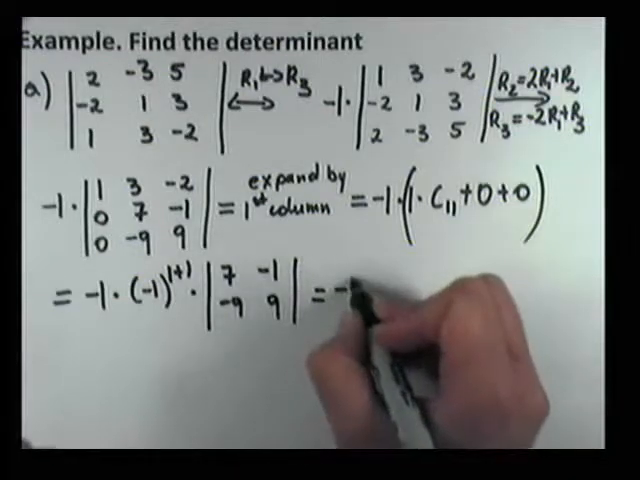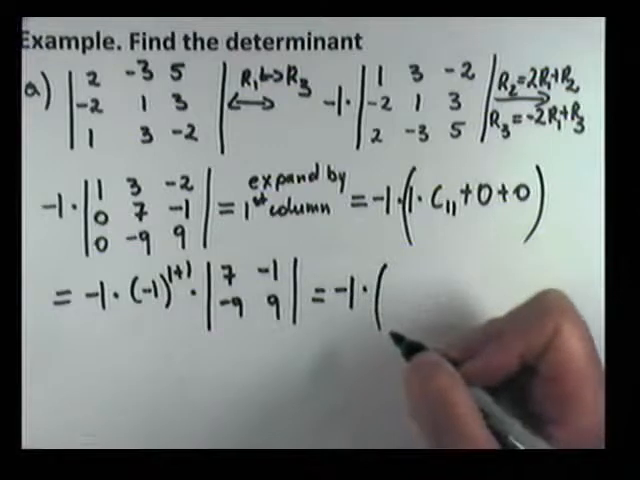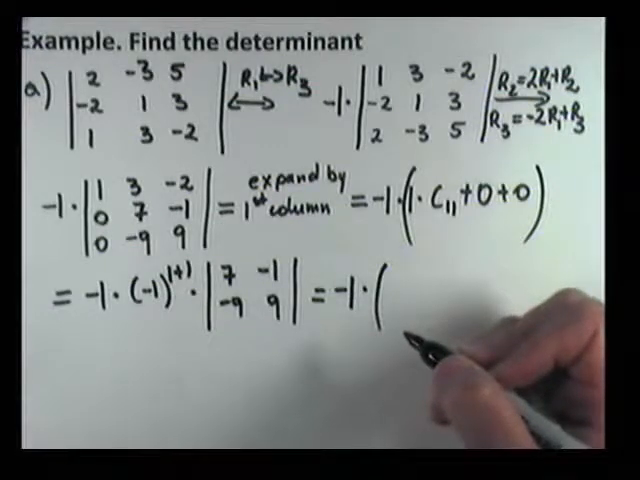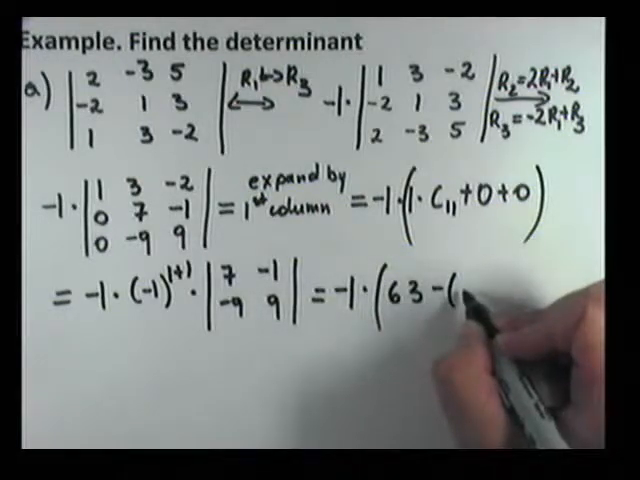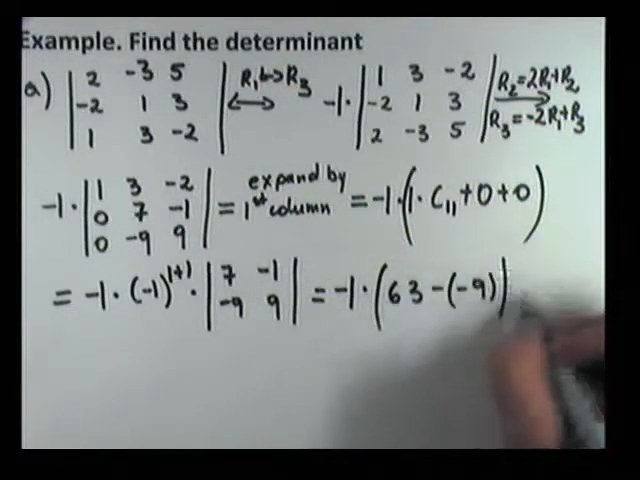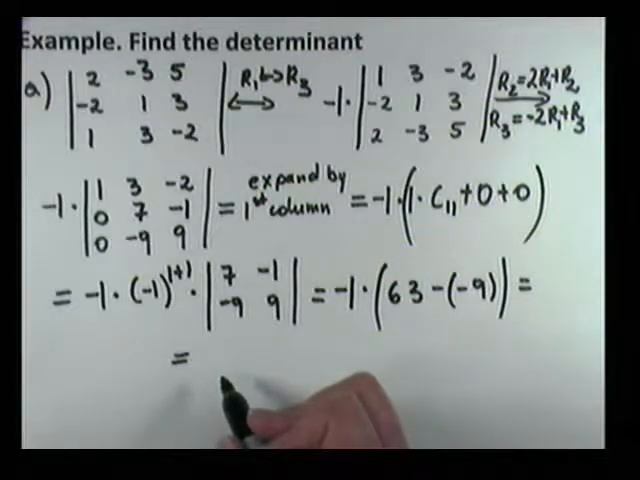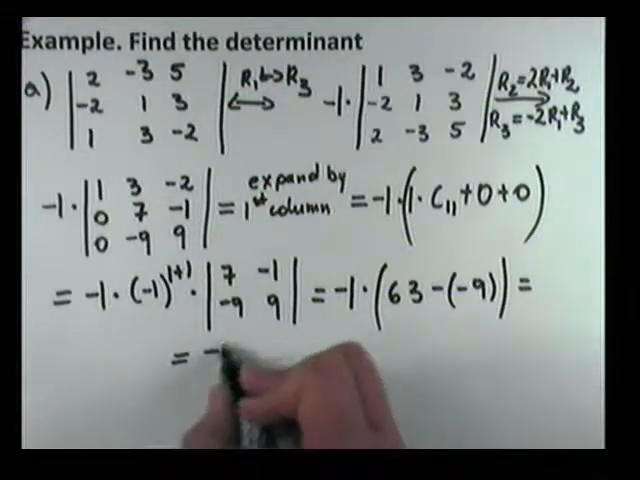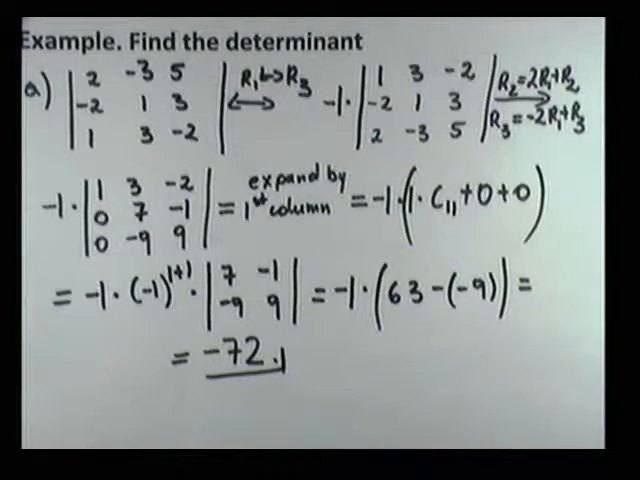So this is minus 1, 1 squared is 1, times 7 times 9 is 63, minus minus 9. So this is equal to 63 plus 9 is 72, so minus 72 is the determinant. If we didn't make a mistake, that should be right.